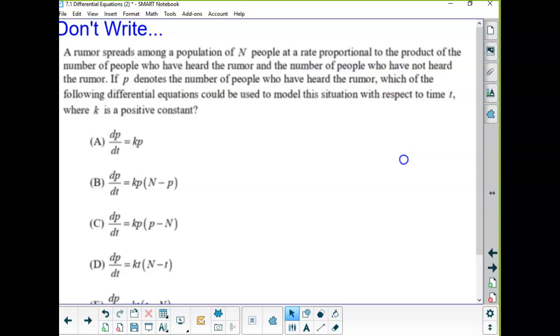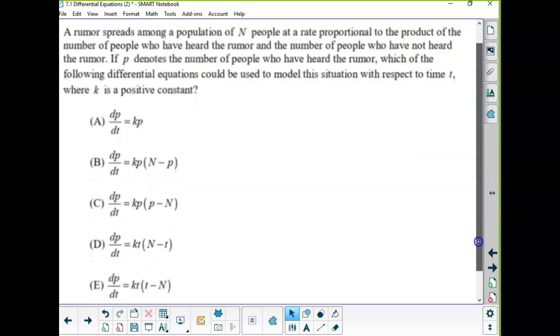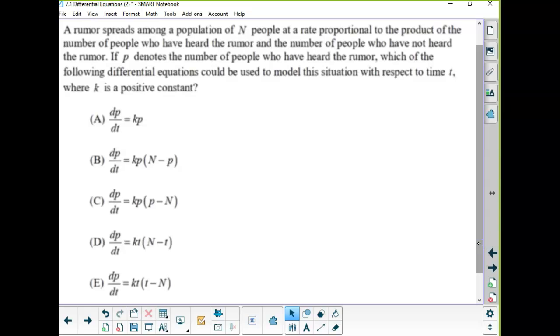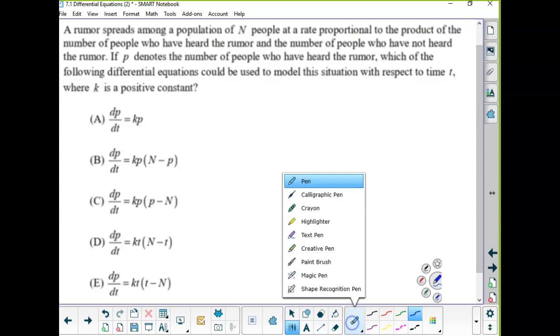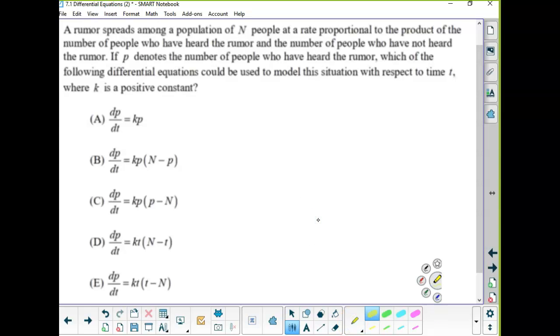I thought I had it blocked up there. But take a look at this one. This is about as hard as it gets. And I think you guys might be able to see this one a little bit better. And again, you shouldn't be writing any of this down. It's just getting exposure to it. So a rumor spreads amongst a population of N people. So N is the total amount of people we have.